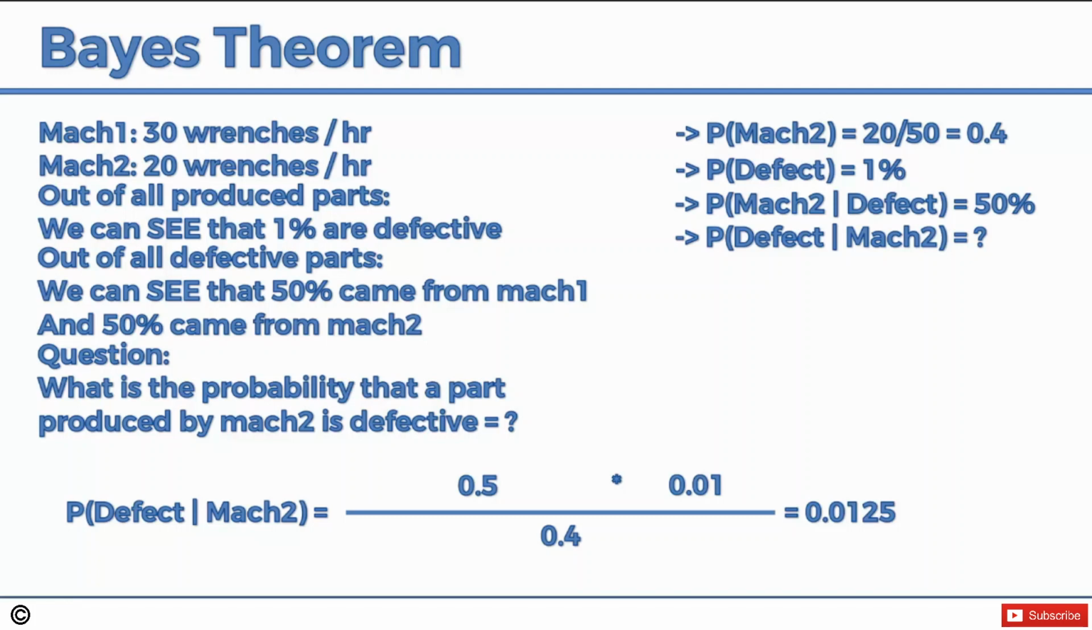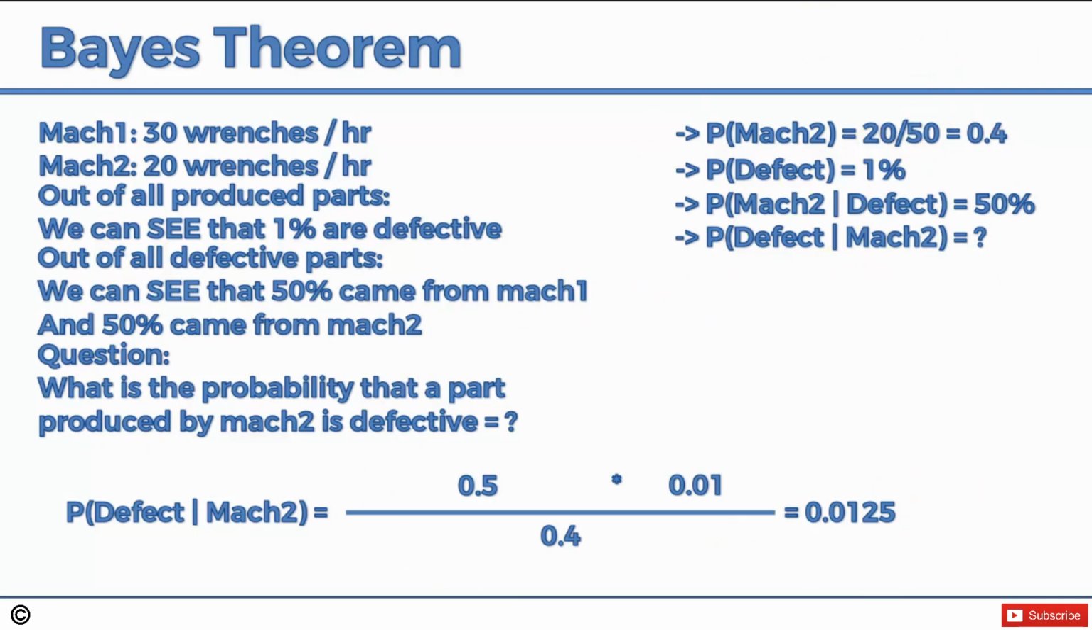So you can't really say 12.5 wrenches will be defective. So let's say it produced 10,000 parts, then Bayes' theorem tells us that 125 of those wrenches are going to be defective. So as you can see, we converted all this information that we knew about the process and about the results of the process into exactly what we want.